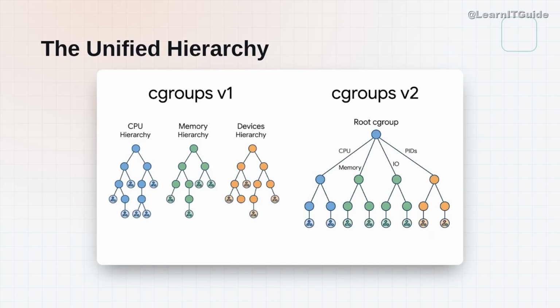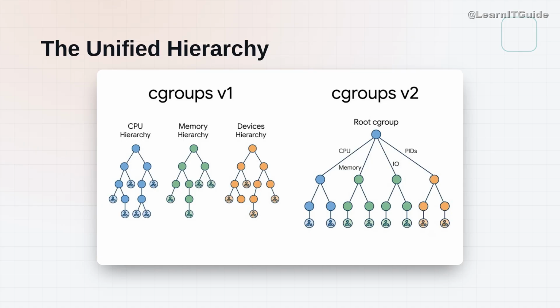Now, how does it actually work internally? In the older V1 version, you had separate hierarchies for CPU, memory, and devices. It was chaotic. In version 2, we moved to a unified hierarchy. It is a single tree. You delegate resource controllers from the root down to the child groups. The critical rule is that processes can only be attached to the leaf nodes.